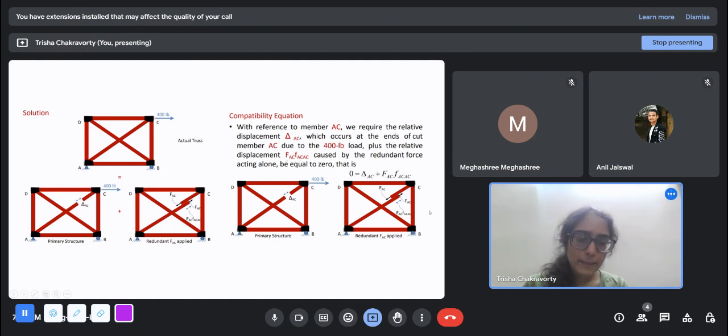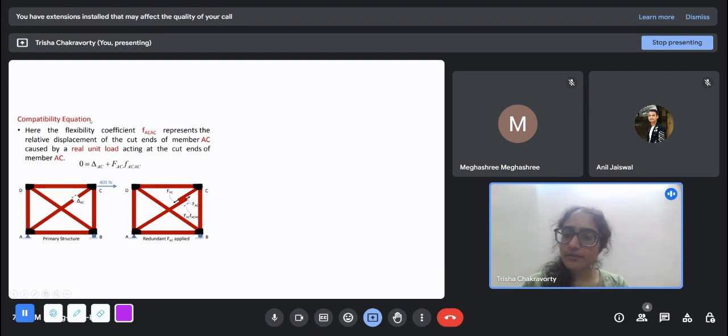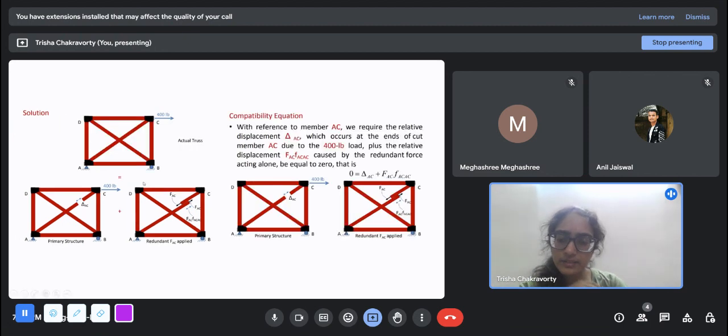So the flexibility coefficient has to do with the unit load method, what we did in the unit load method while finding displacement in trusses. These two are determinate trusses. So if you want to find the displacement of the joints in this truss, you can use the unit load method. So this small f_AC,AC is the elongation of this member due to a unit load applied here, and the capital F is the magnitude of force in AC, which we do not yet know.